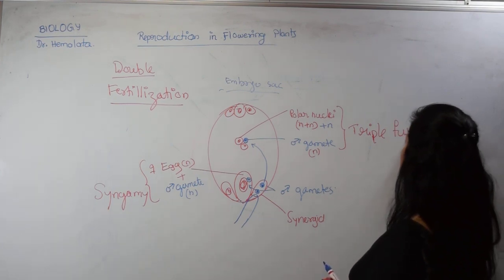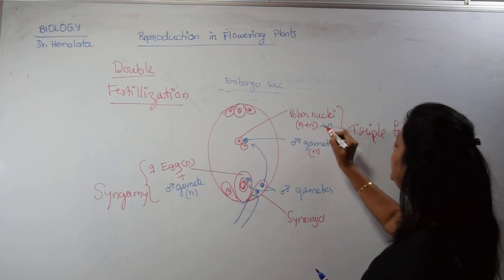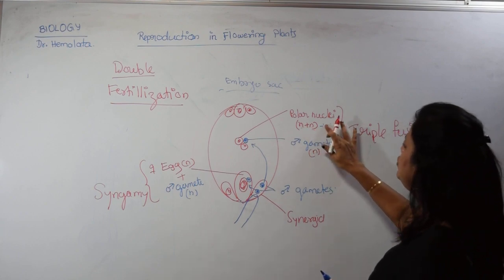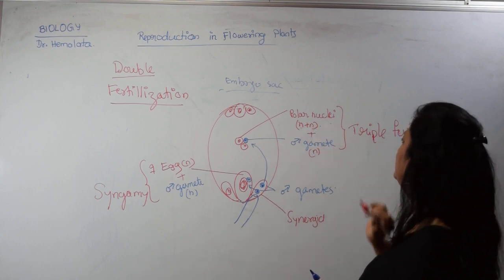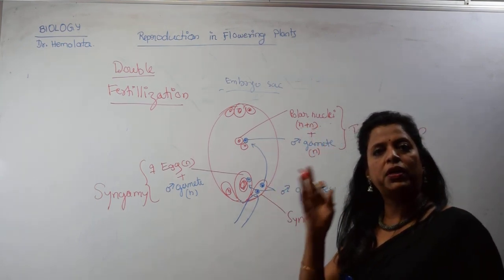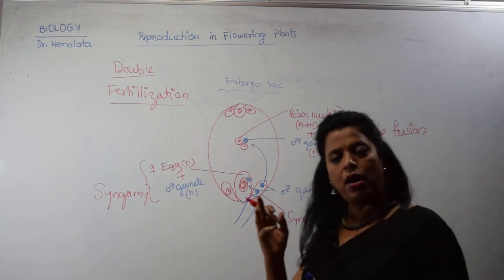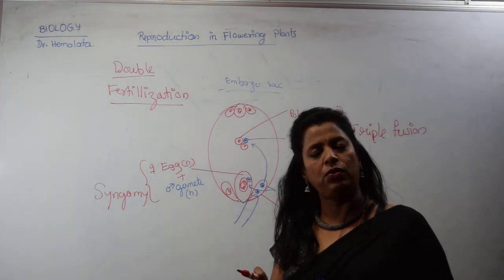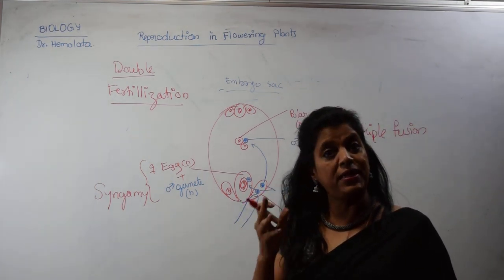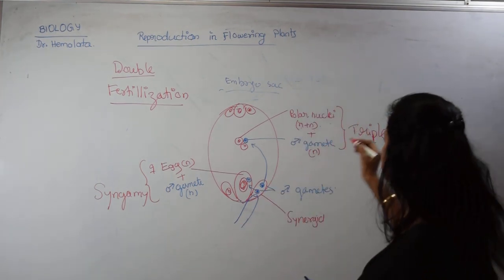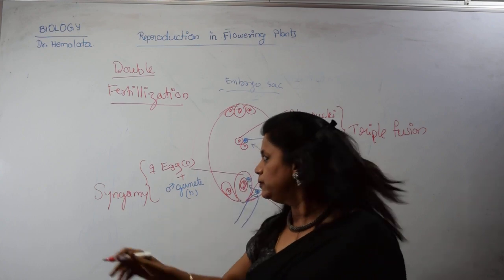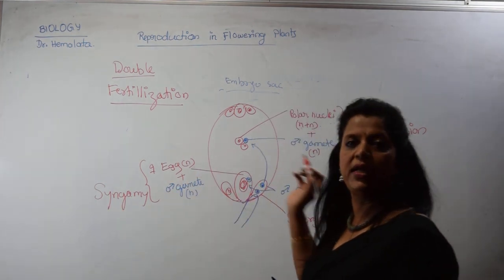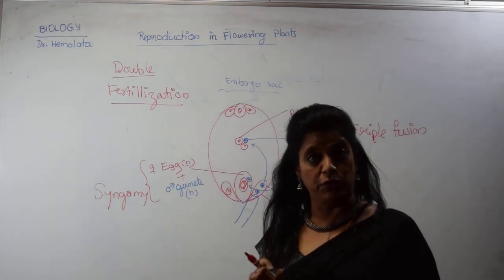Why? I hope you understood now. Fusion, that is three nuclei, n plus n plus n, right? These are fusing, this plus one male gamete, totally n n n. So three nuclei are fusing, two polar nuclei plus one male gametic nucleus, together having three haploid nuclei fusing. It is called triple fusion. So there are two types of fertilization happening. One is syngamy, one is triple fusion.